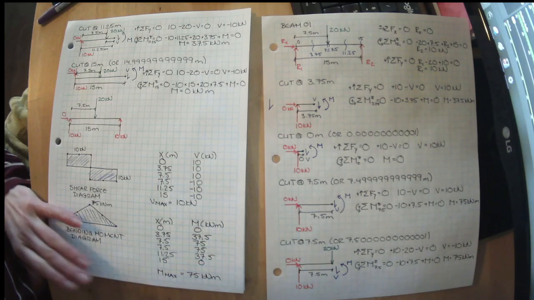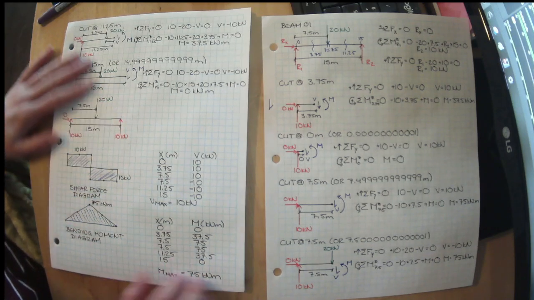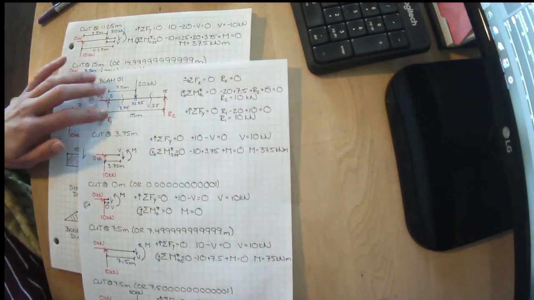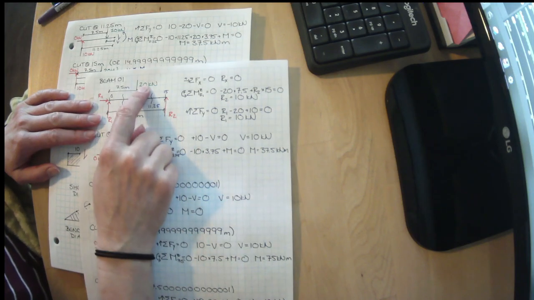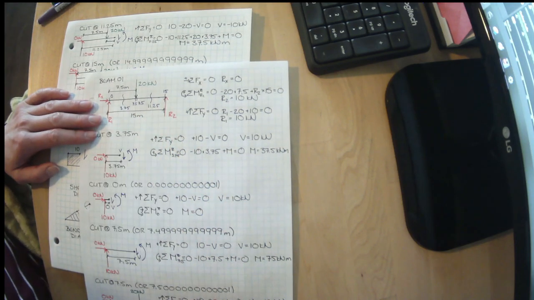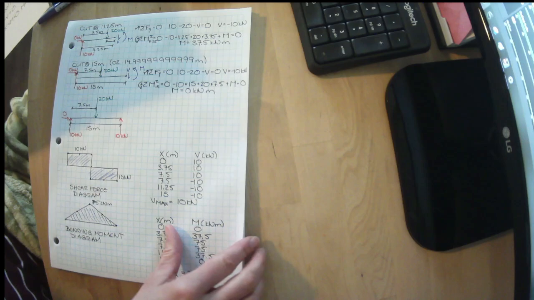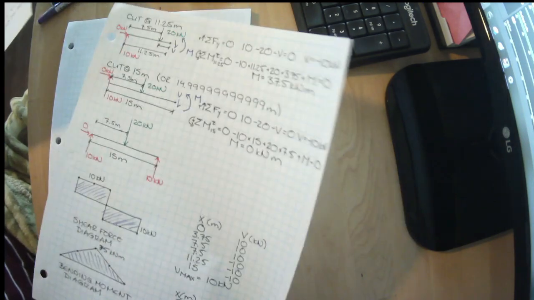So what if we had this exact same beam, but we didn't know what the load was, and we didn't know how long it was. We just knew that there was a load applied at the middle of the beam. Okay, so we're going to do this same problem, but we're going to do it using placeholders for ourselves.